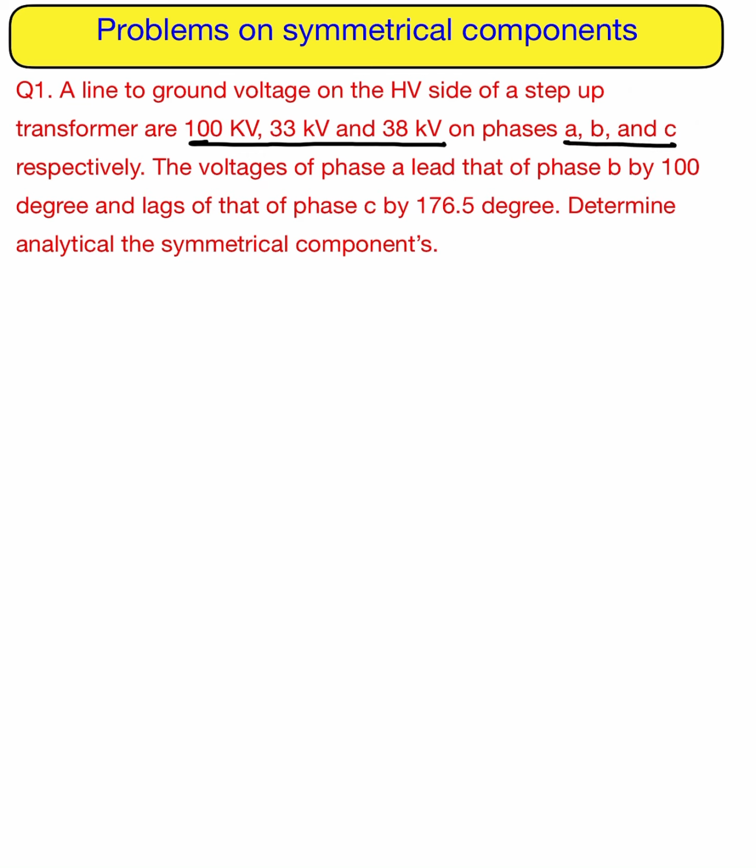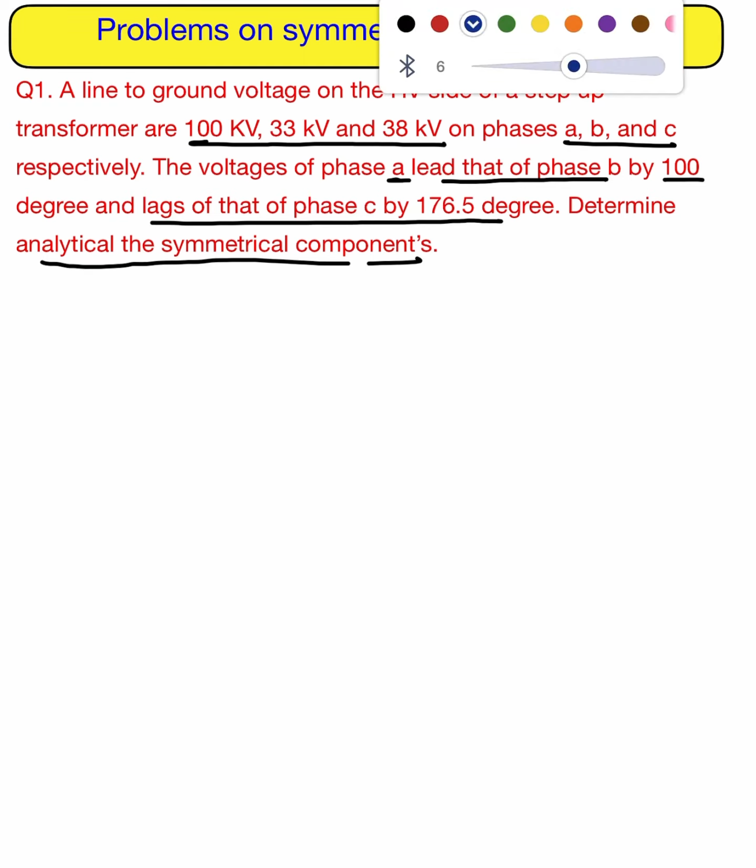The voltage on phase A leads phase B by 100 degrees and lags phase C by 176.5 degrees. We have to determine the symmetrical components analytically. First, we have to draw the phasor diagram. Here you can see what happened in this question.